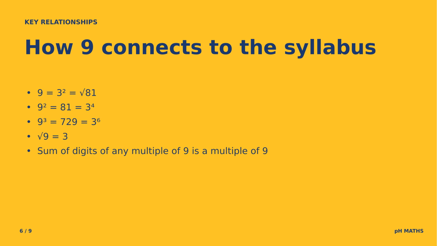Key relationships. 9 equals 3 squared, which equals root 81. 9 squared is 81. Also 3 to the 4th. 9 cubed is 729. Also 3 to the 6th. Root 9 equals 3 exactly. No surd needed. And the sum of digits of any multiple of 9 is a multiple of 9. That last one is the rule the divisibility test is built on.